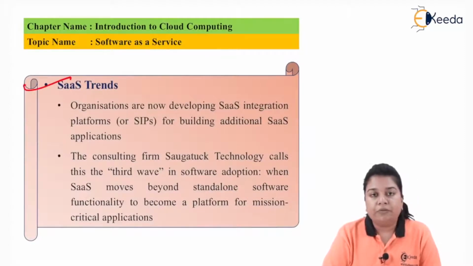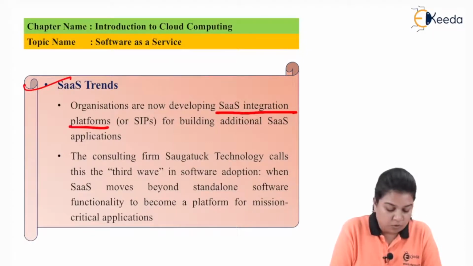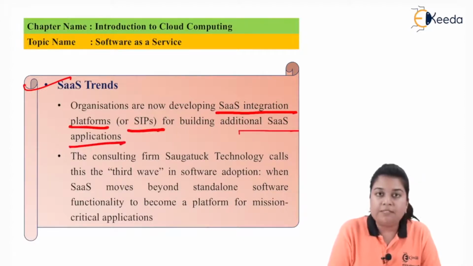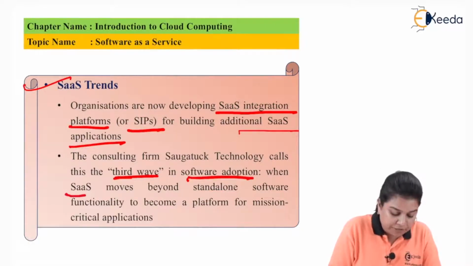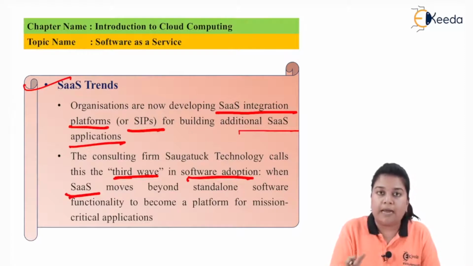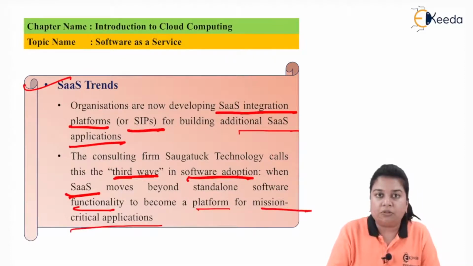Next is software as a service trends. Organizations are now developing software as a service integration platforms, or SIPs, for building additional software as a service applications. The consulting firm calls this the third wave in software adoption, when software as a service moves beyond stand-alone software functionality to become a platform for mission critical applications.